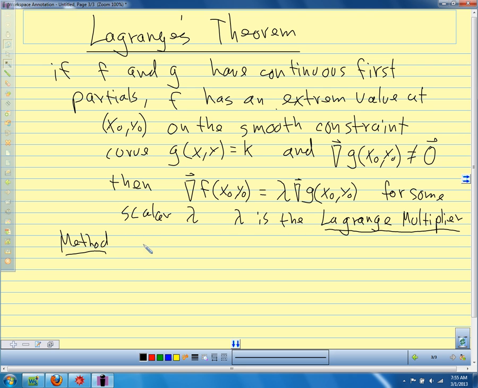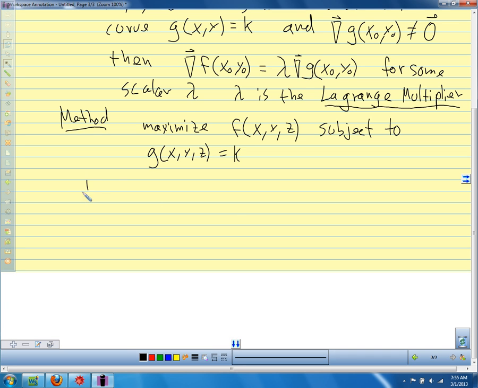we want to maximize f of x, y, z, subject to g of x, y, z equals k. We're going to find our points, find x, y, z, and lambda, such that del f equals lambda del g.